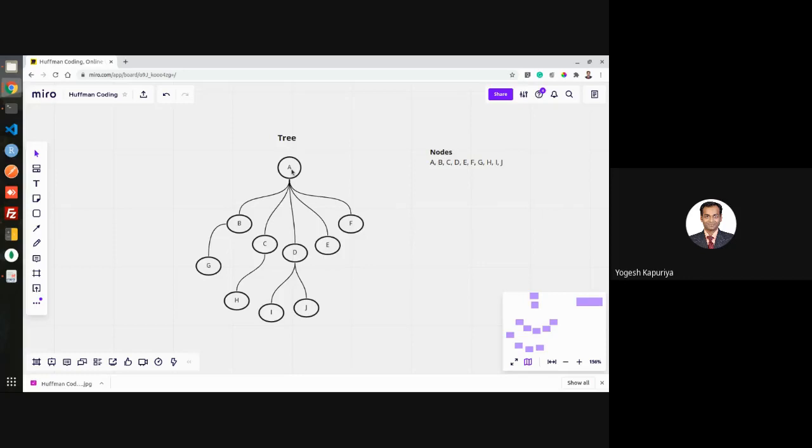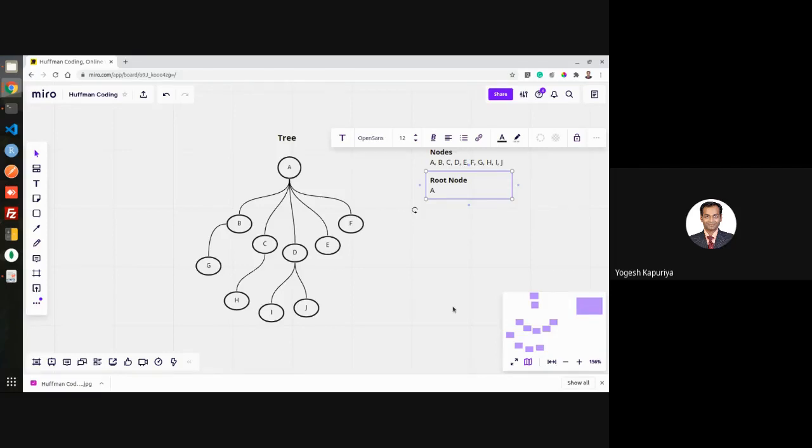Now there is a special node in any tree that is called a root node. Root node is a node from which the tree is being initiated. So there is something called a root node. In this tree, A is my root node.